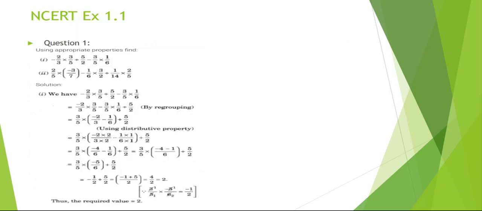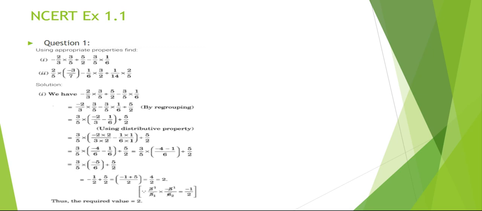Now we'll start with NCERT exercise 1.1. The first question is given here, the first part and the second part. First, we'll solve the first part. If you try to recall, this is a question based on the usage of the properties that we have done. If you look closely, 3 by 5 is common in the first and the last term. So what we'll do is shift the middle term to the last.